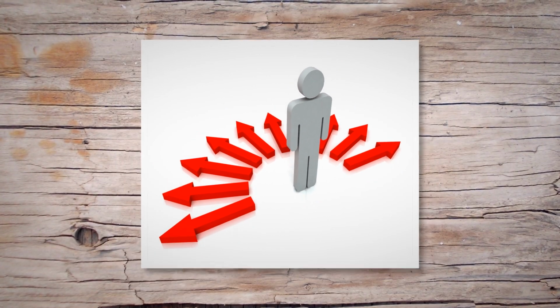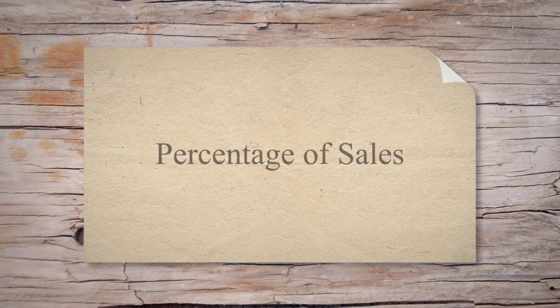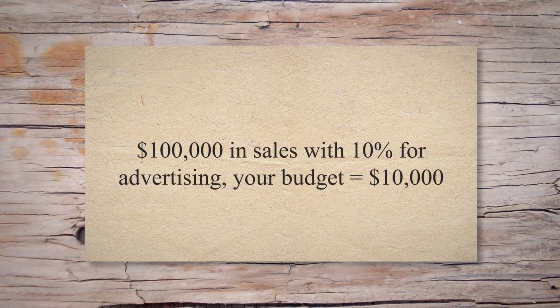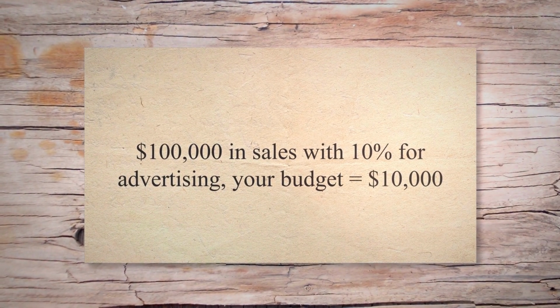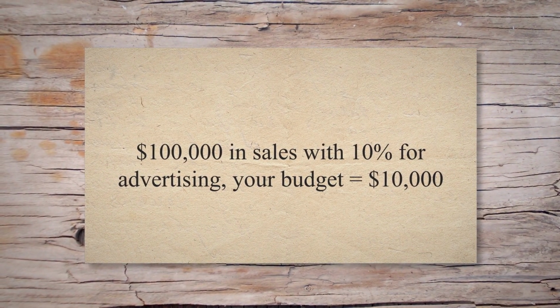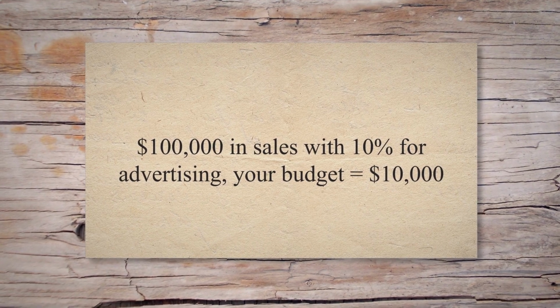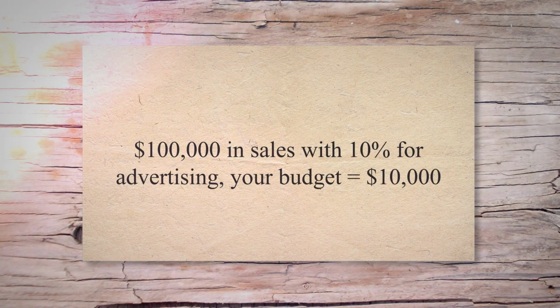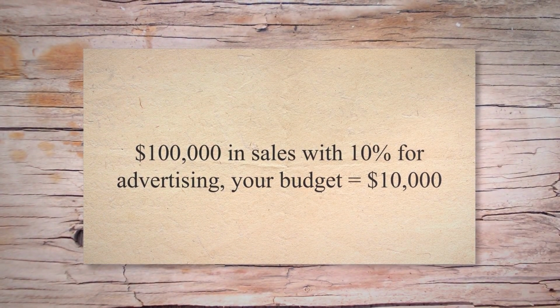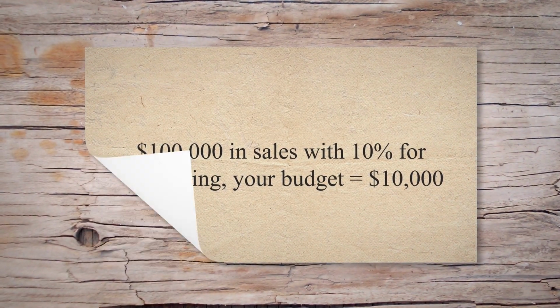Let's explore the main approaches. First, we have the percentage of sales method. The percentage of sales method is one of the most commonly used approaches to setting an advertising budget. With this method, a certain percentage of your expected sales is allocated towards advertising. For example, if you anticipate $100,000 in sales and decide to allocate 10% towards advertising, your budget would be $10,000.